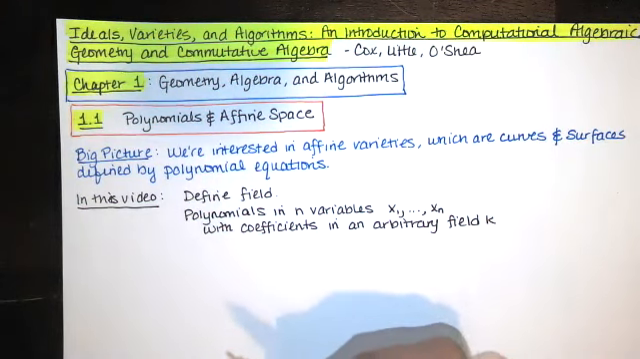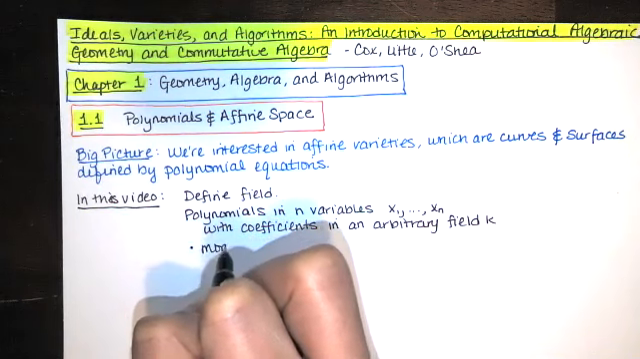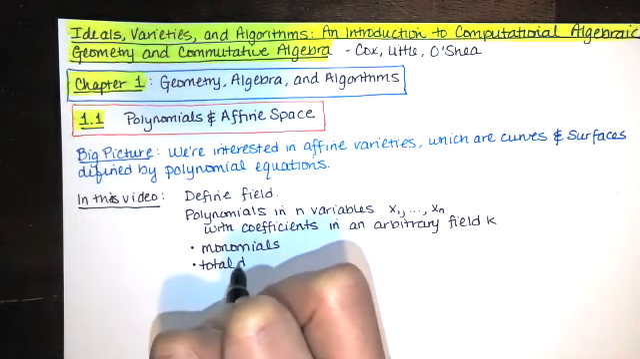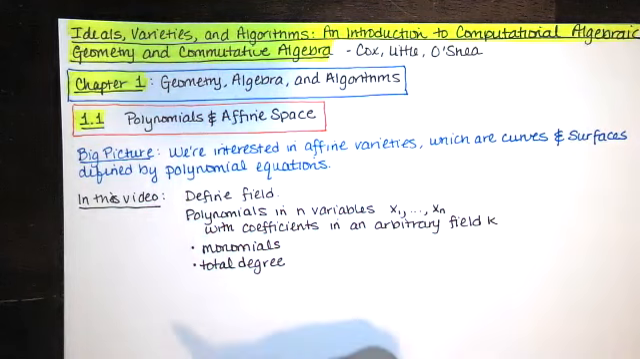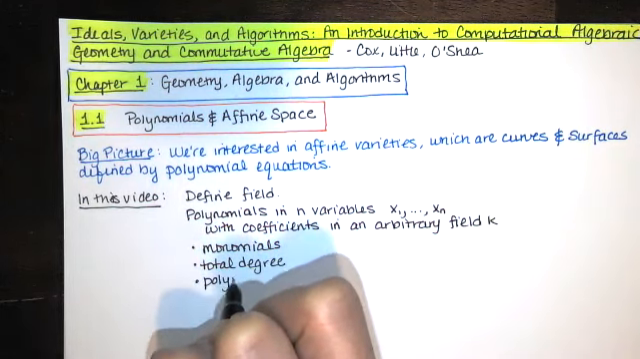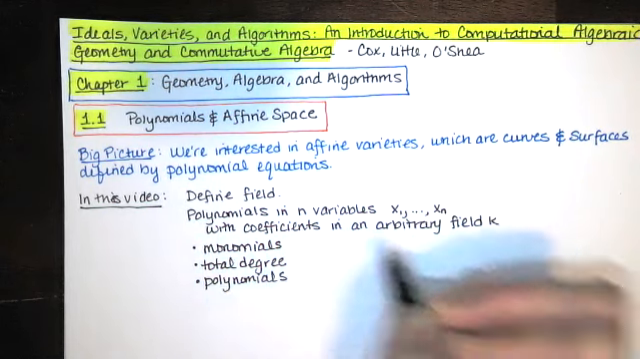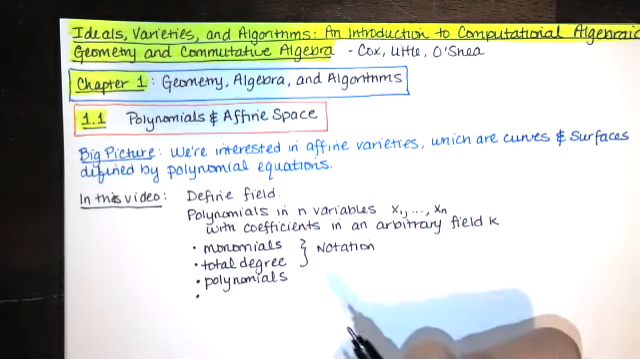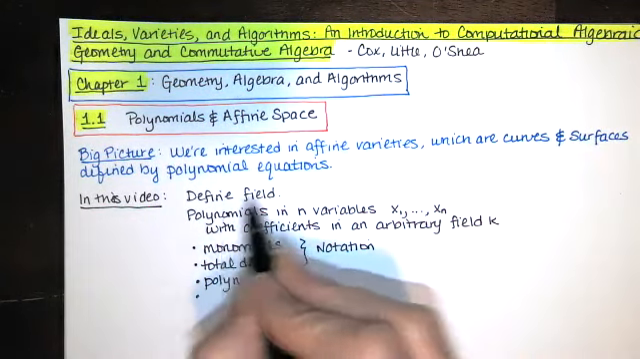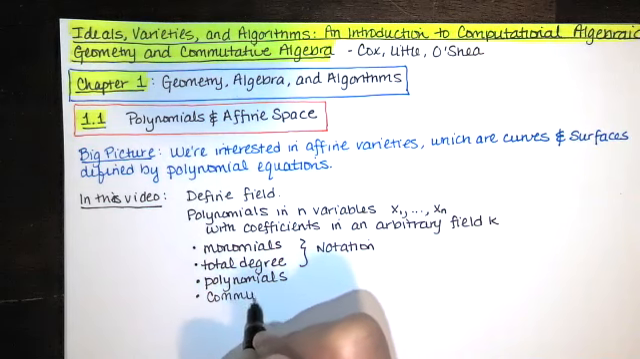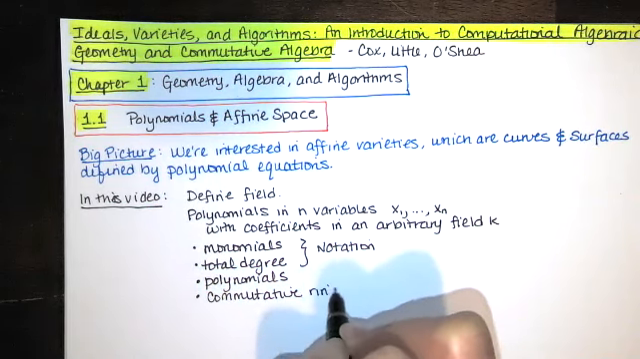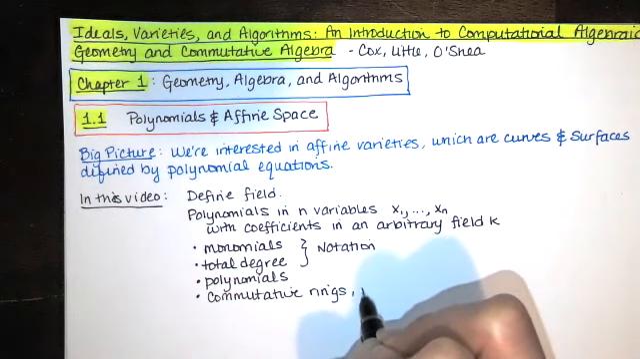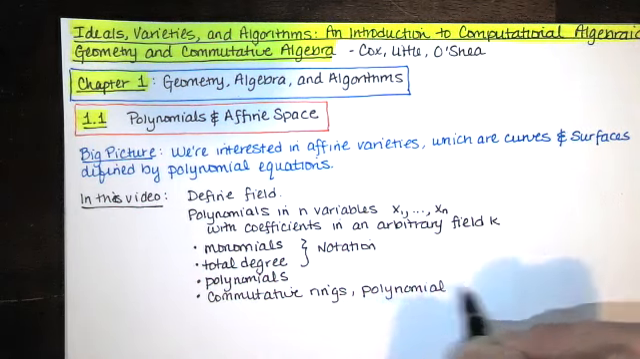As part of our discussion of polynomials, we will define monomials and the total degree of a monomial. Then we'll define polynomials. We'll have some special notation for these. And then we'll talk about something that's not a field, but it's a commutative ring. And we'll be interested in a specific kind of commutative ring called a polynomial ring. So we'll define those.